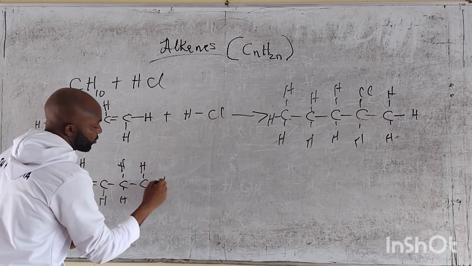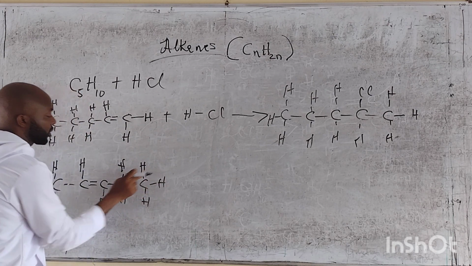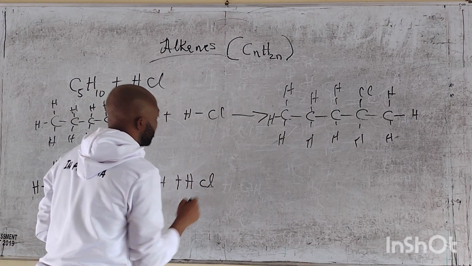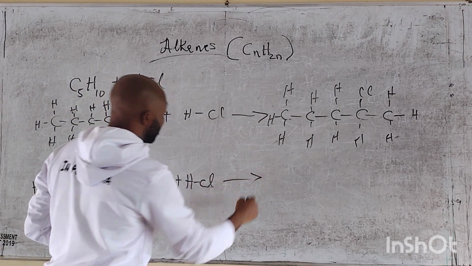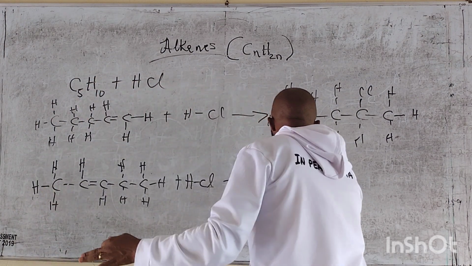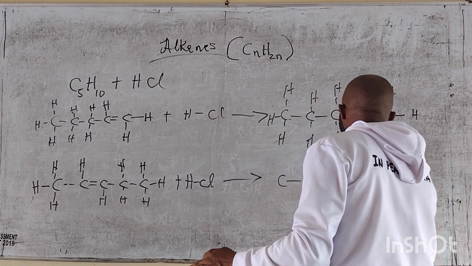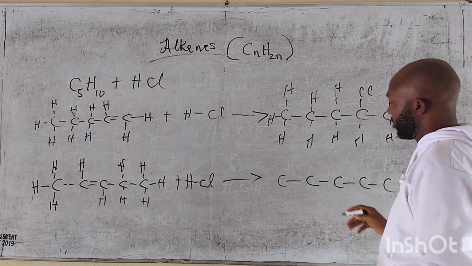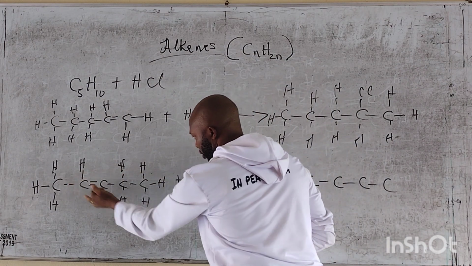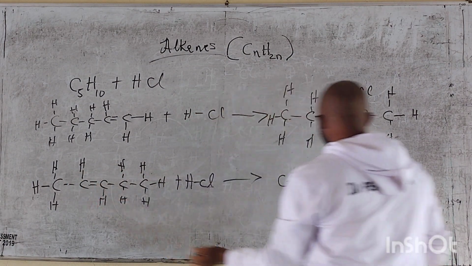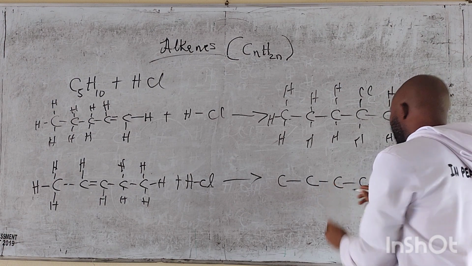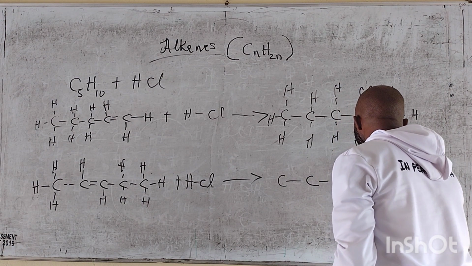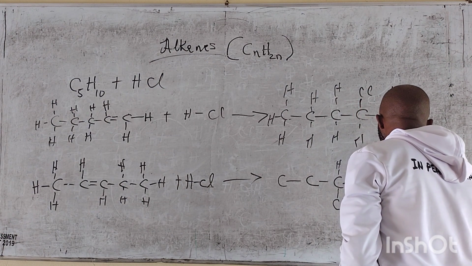Now this is reacting with HCl. Okay, this will now give me 1, 2, 3, 4, 5. Now my chlorine will come in either here or here. Let me now put it here. So here or here, I decided to put it here, as the case may be. The rest will have hydrogen, hydrogen, hydrogen.